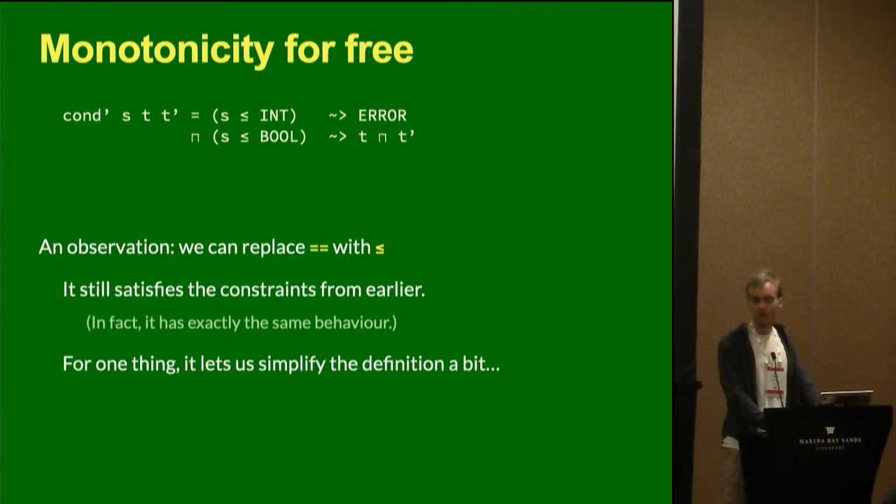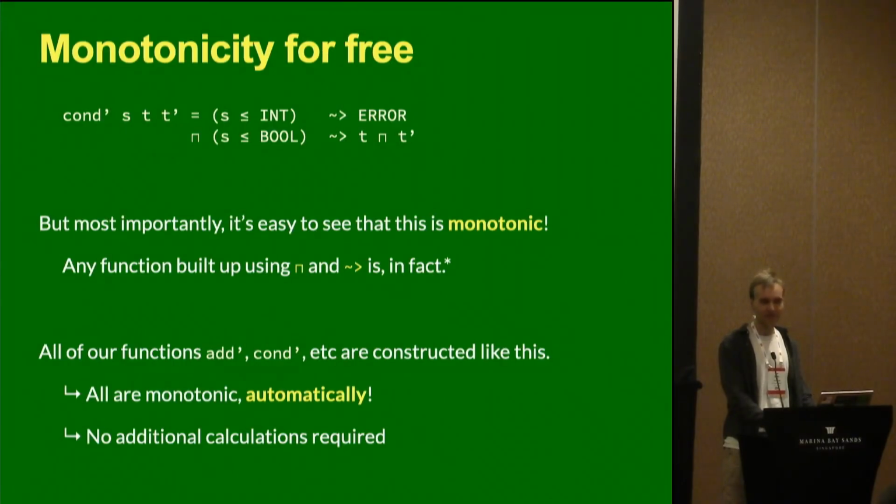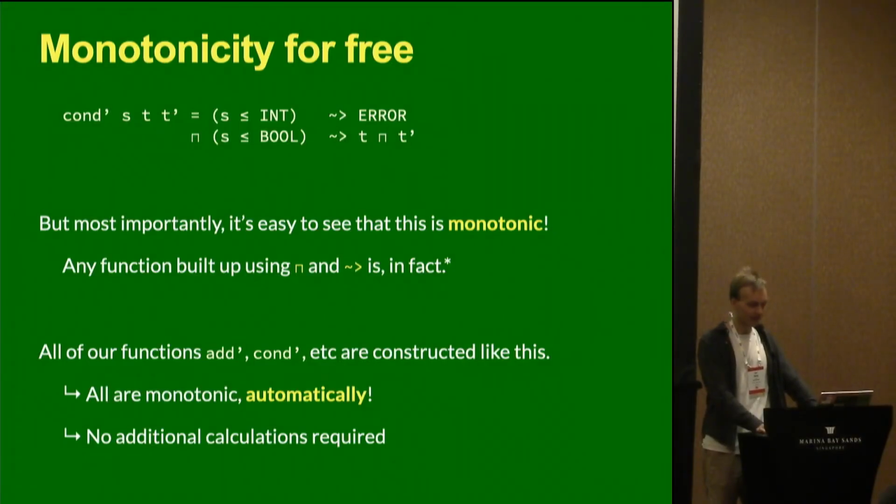The really cool thing about writing it in this way, with this less than rather than this equals, is that we have monotonicity now actually for free. And so I claim that any function built up in this way using the greatest lower bound and this wobbly arrow is monotonic.